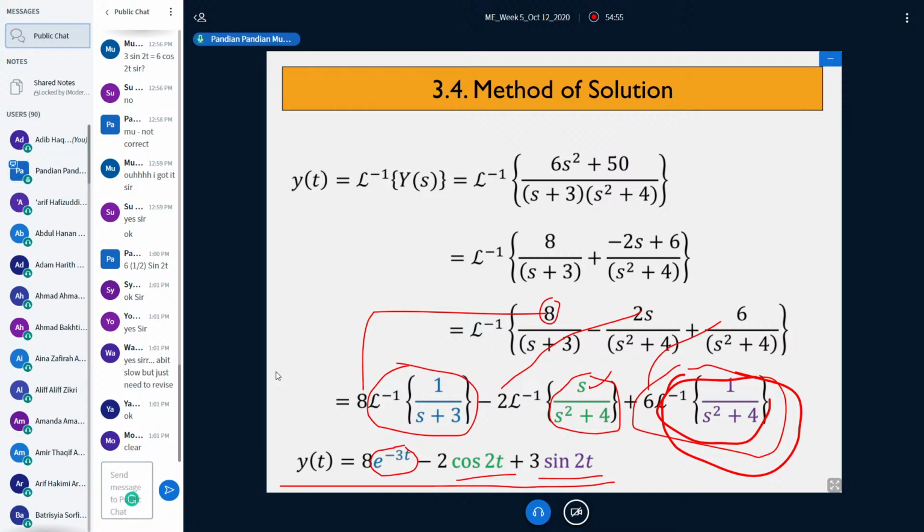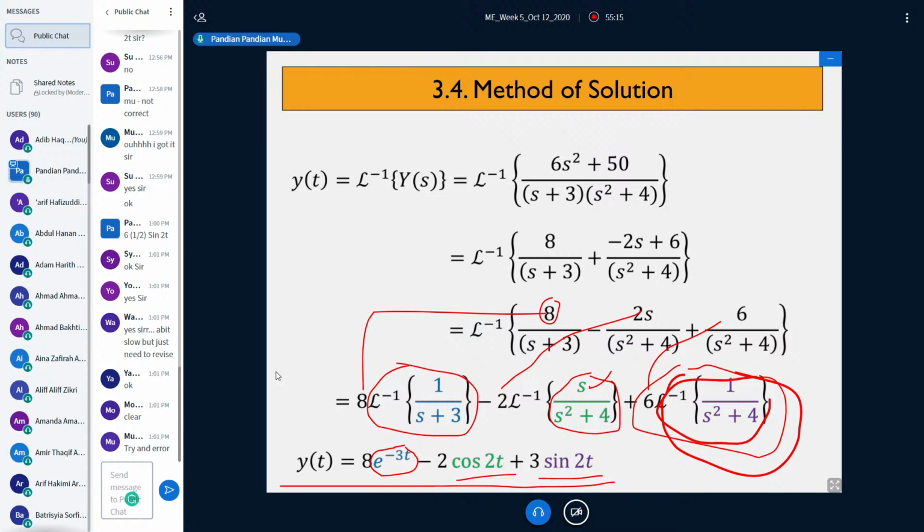About slope, but just need to revise. Yes, you have to go slow. You have to do it many times. It's very hard at the first time. So if you want, you have to practice, then it will become very easy for you. So this is just the beginning.